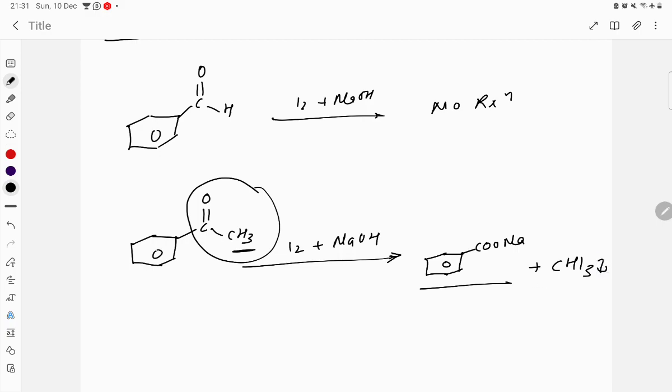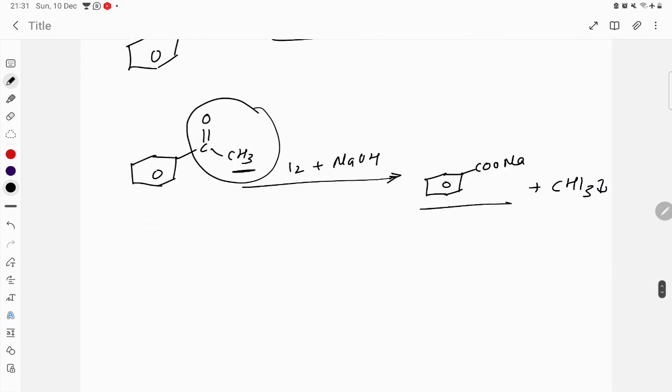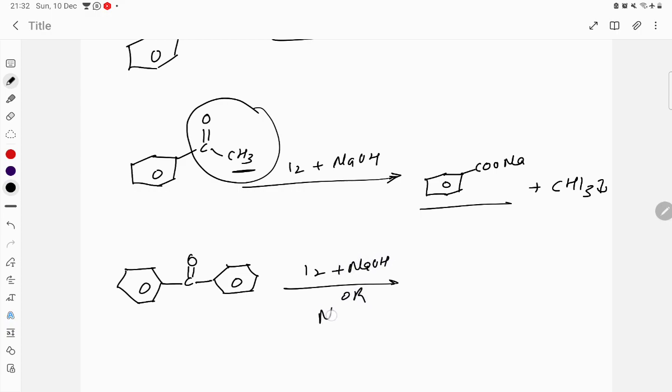Now if you take another example, a phenyl keto group, will it give the test, student? If you are taking I2 plus NaOH, or you can say NaOI, it is not going to give a reaction, no reaction, because there is no methyl keto group.